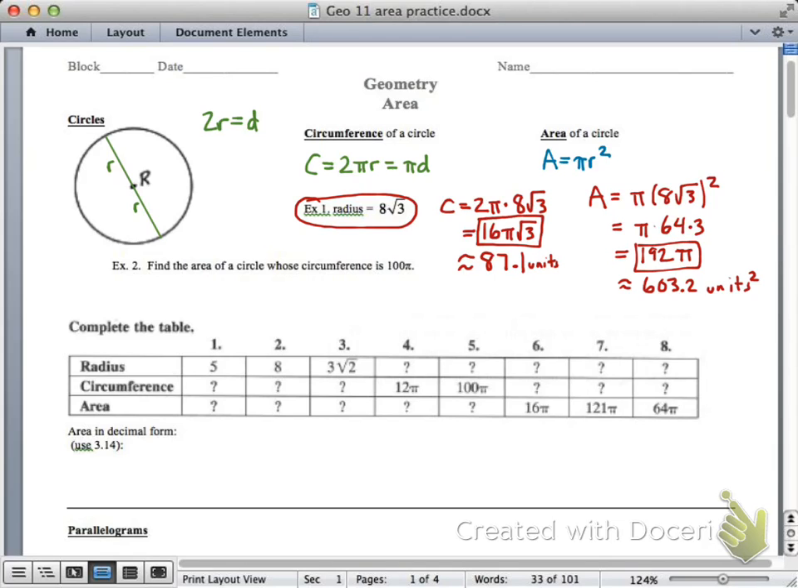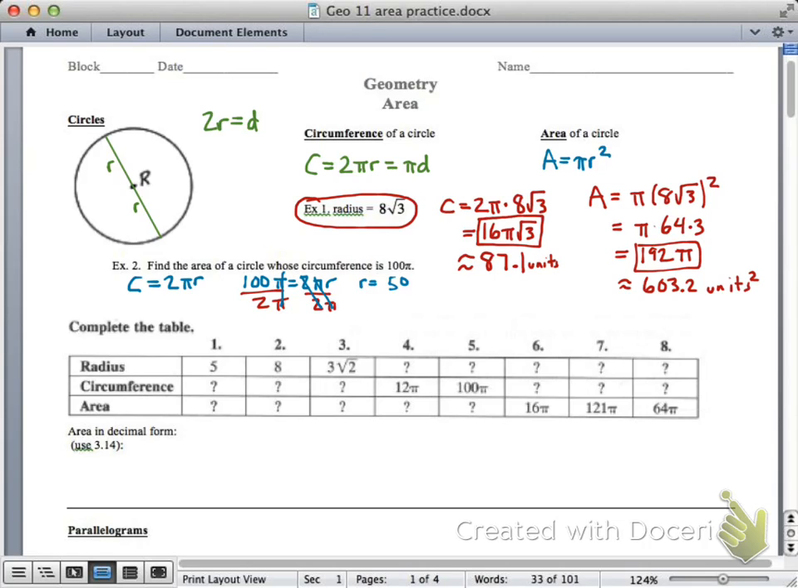Example 2, find the area of a circle whose circumference is 100 pi. So if the circumference is 100 pi, then 100 pi is 2 pi r. Well, you can get rid of the pi here. The pi's basically cancel each other out. So 100 is equal to 2r.